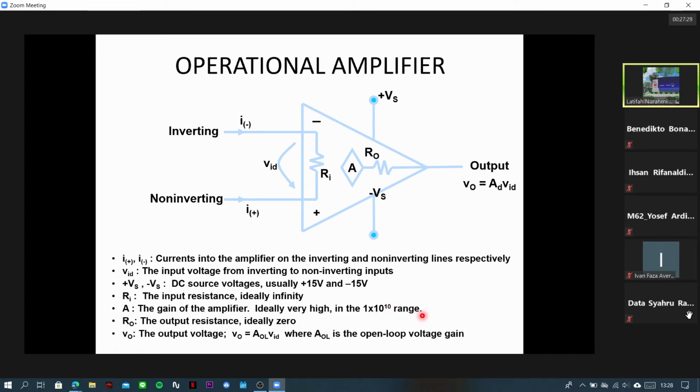Because we use the op-amp to amplify signals, of course the gain should be quite high. So the output voltage coming out from the operational amplifier will be the gain of the op-amp times the input voltage.